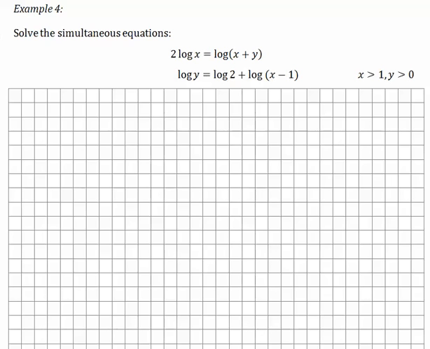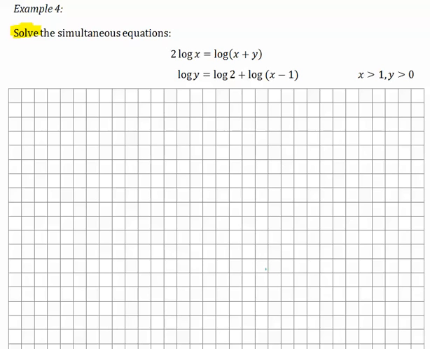Now let's have a look at example 4. Example 4 is asking us to solve the simultaneous equations: 2 times log x equals log of x plus y, and secondly log y is equal to log 2 plus log of x minus 1. Something to note here is that the bases are not specifically mentioned, but because there's no base, we assume the base to be 10, or the common log. So the base of these logs is all 10.